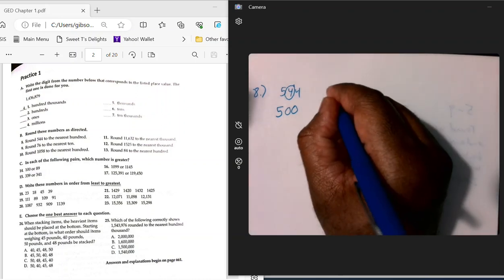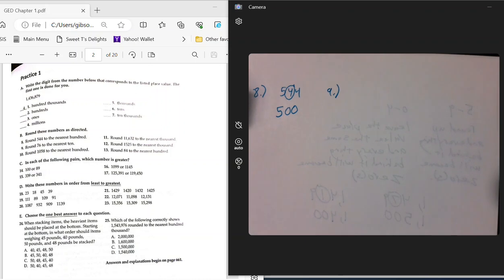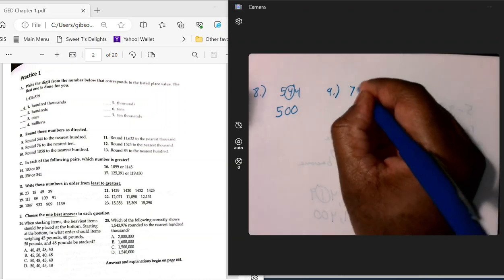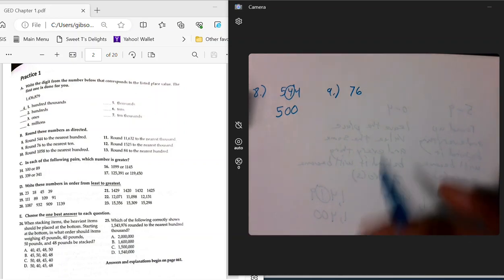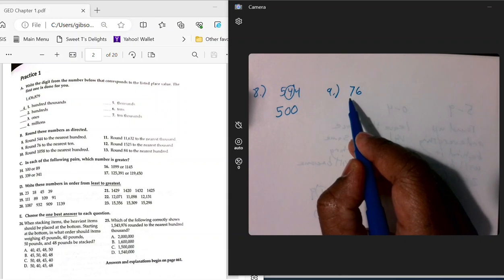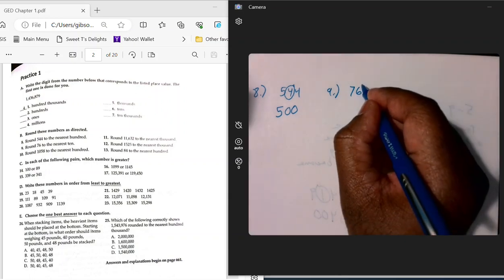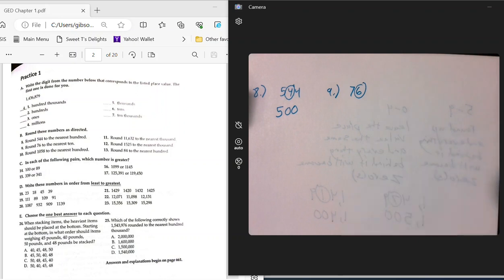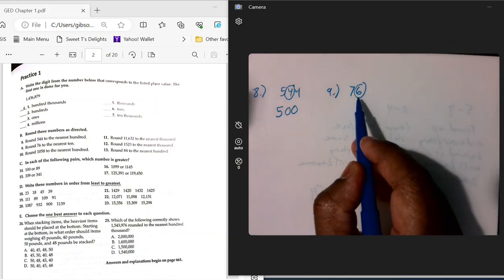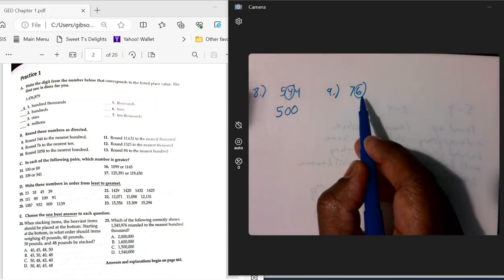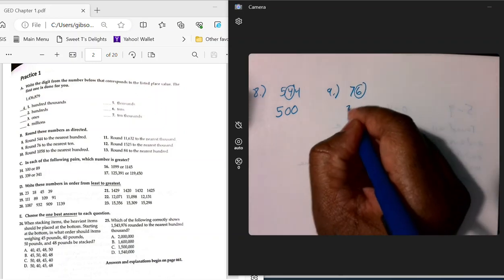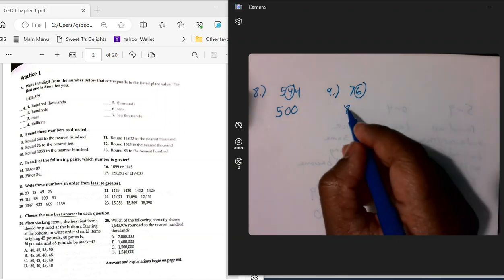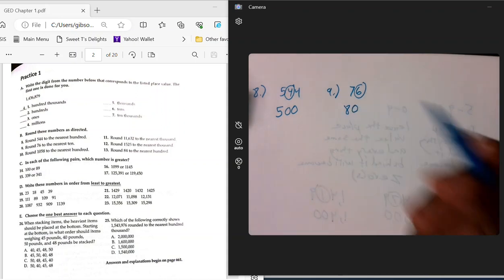Okay, number 9. It says round 76 to the nearest 10. So we have 76. We're trying to find the tens place. The tens place here is 7. So we'll go directly to the right, which is the ones place, which is the 6. So this 6 falls in between the 5 through 9. So that means we round up this place value by 1. So that'll become 8. And everything behind this place value becomes 0.